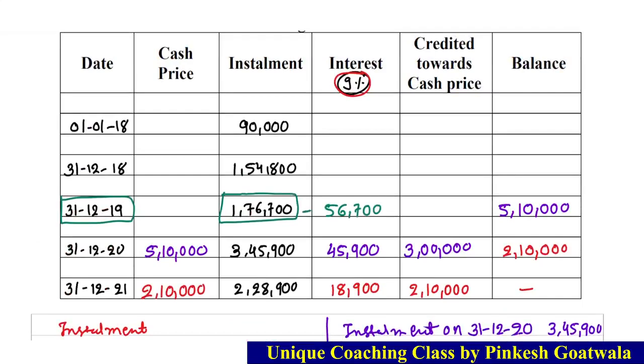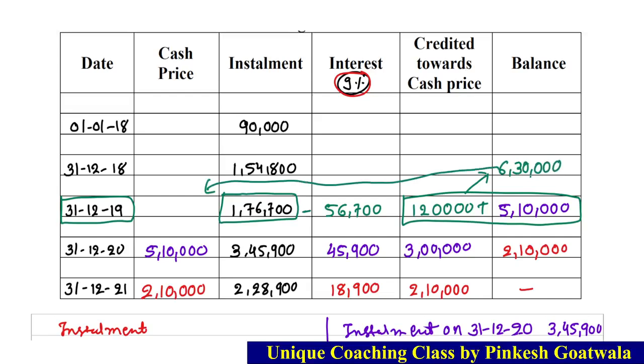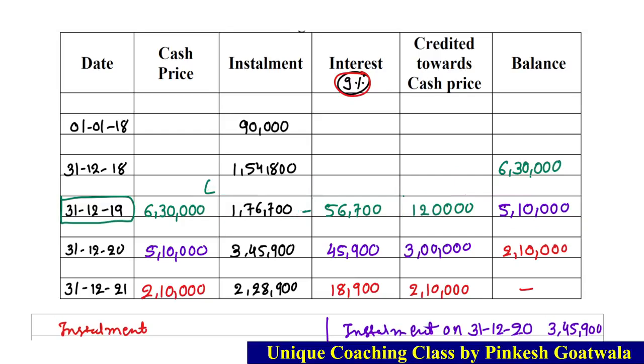And we know that we have to less this, so here you will get 1,20,000. Now we have to add the balance: 1,20,000 plus 5,10,000, so you will get 6,30,000. And this balance will be transferred to the next year. So we have completed all the points of this installment. Now come to the next.